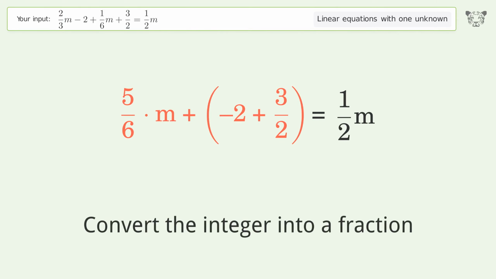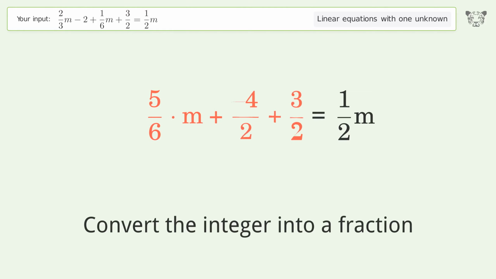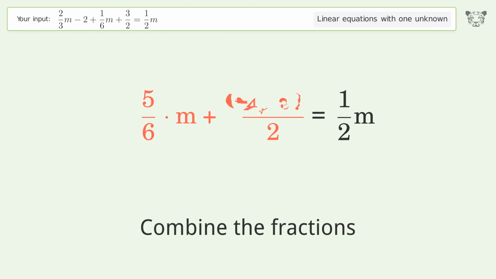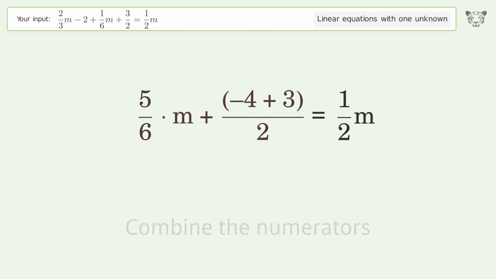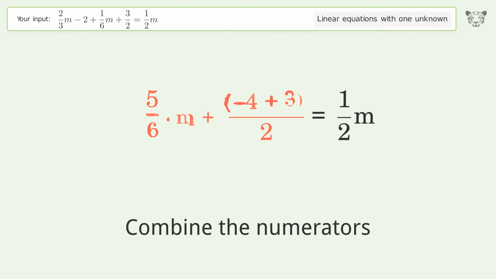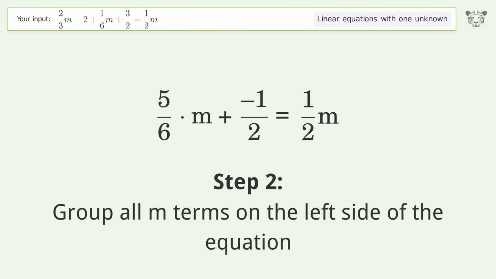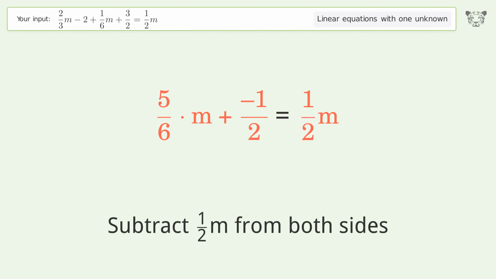Convert the integer into a fraction. Combine the fractions. Combine the numerators. Group all m terms on the left side of the equation. Subtract 1/2m from both sides.